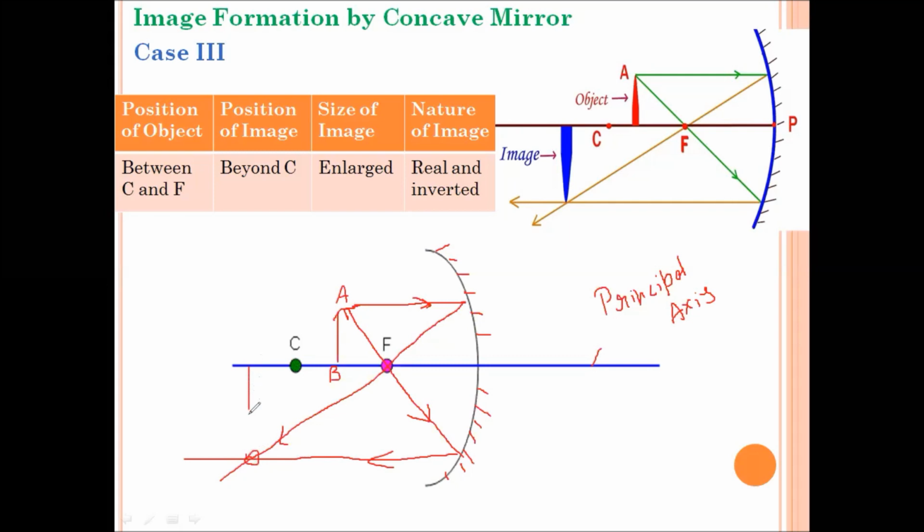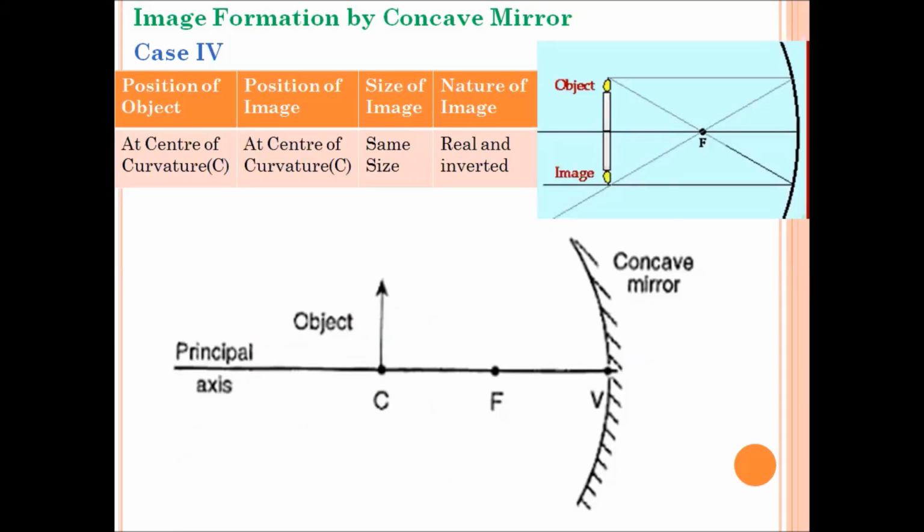So the image formed is B dash and A dash. Here AB is the object and A dash B dash is the image. So position of object is between C and F. Position of image beyond C. Size of image is enlarged. We can see as compared to object, image size is enlarged. Nature of image is real and inverted since image is formed after reflection from the mirror and the image formed is inverted, upside down.